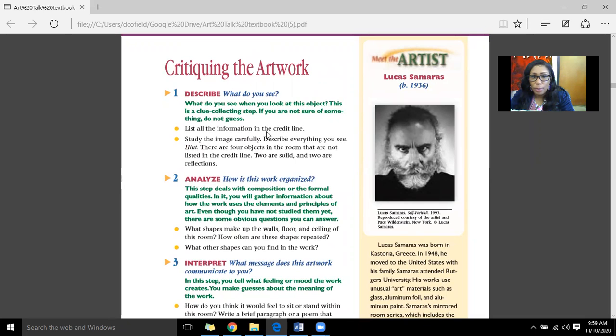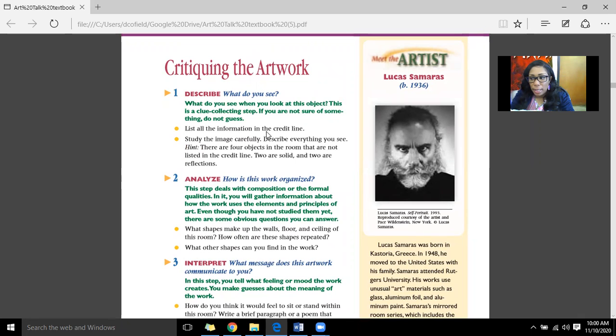Is there a clue collecting step? This is a clue collecting step. If you're not sure, don't guess. You have to look at the information in the credit line that will help you to know what's going on. So we know for a fact, if we write this down and you answer these questions, what do you see? We see that this is a self-portrait because it's listed as a self-portrait in the credit line.